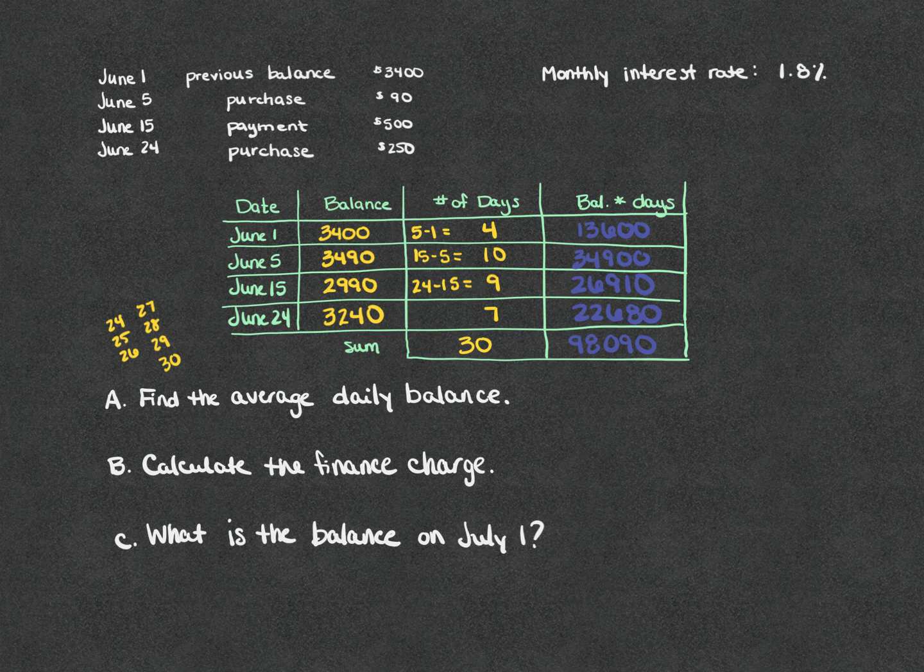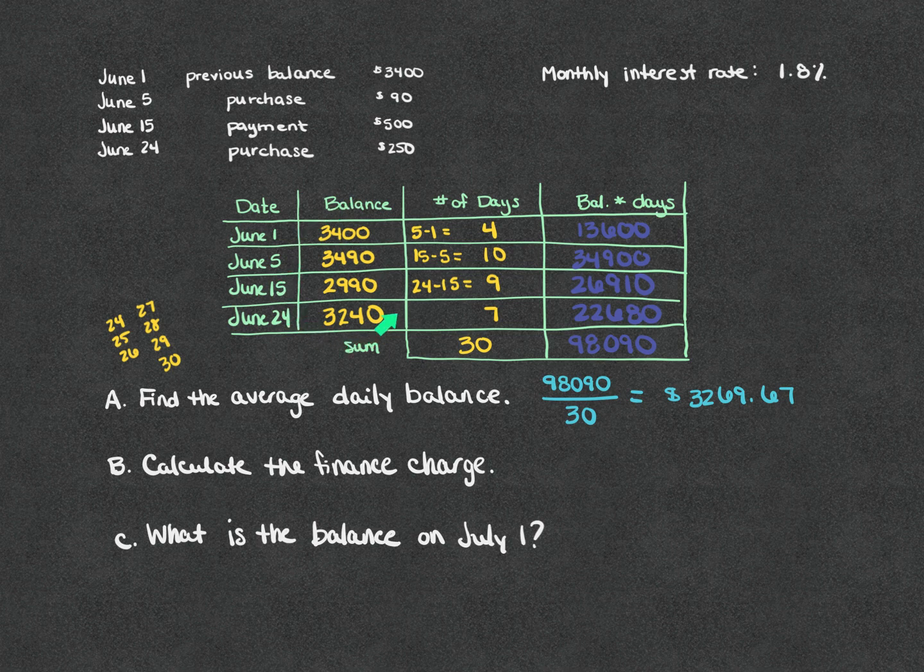Now, when it comes to calculating the average daily balance, the average means we add up all of the amounts and we divide by how many there are. And that's exactly what this multiplication lets us do. Remember that multiplication is just addition. So when we multiplied the 3,400 and the 4, for example, that's like saying the balance was $3,400 for 4 different days and adding that 4 times. So to calculate our average daily balance, we can take that sum of balance times number of days and divide by the number of days in June, which is 30. That will give us an average daily balance of $3,269.67.